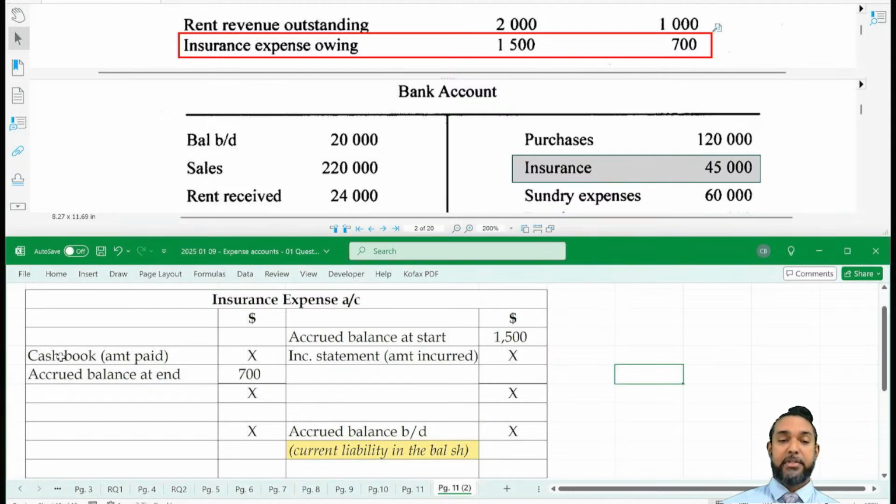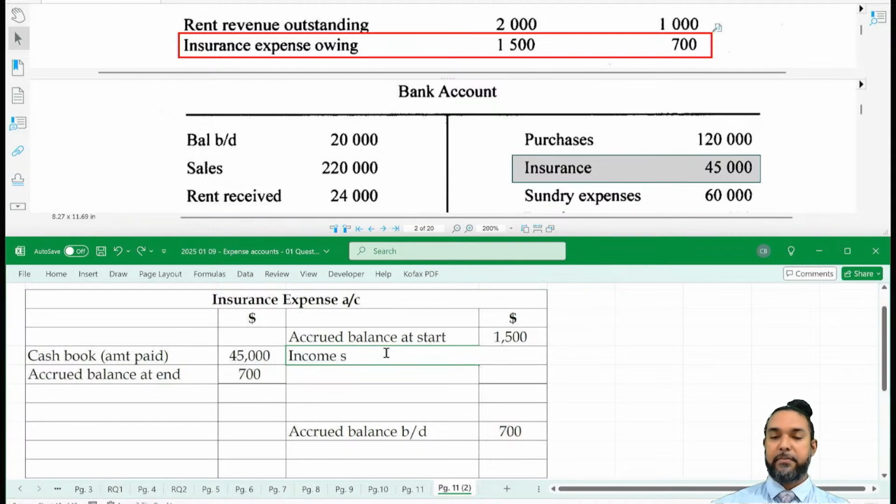And again, that's why it says cash book here. So the cash book amount paid was how much? 45,000. So what's missing here? What's missing is the income statement figure. So this 700 is actually brought down here as well. Okay, so we're trying to find the income statement figure, or the amount incurred in respect of insurance expense.